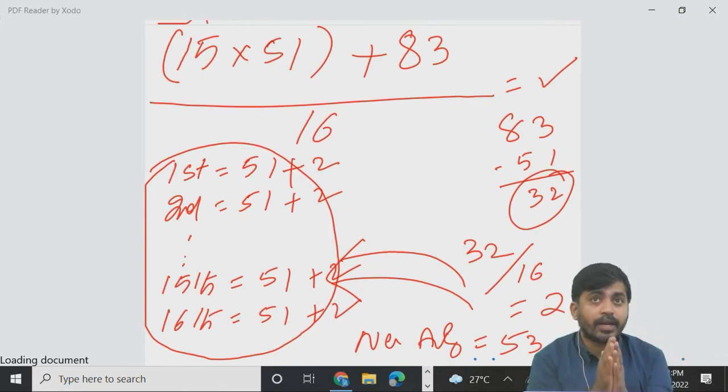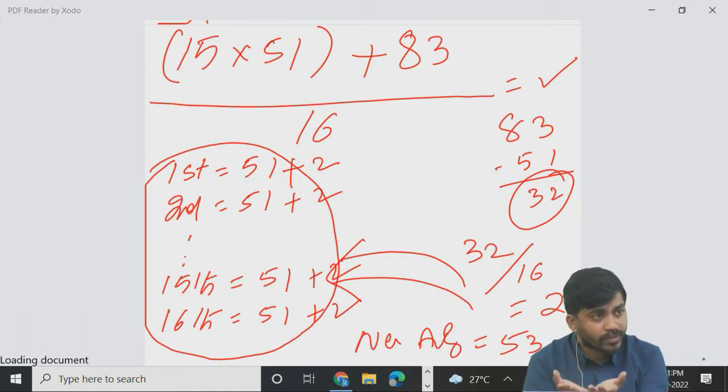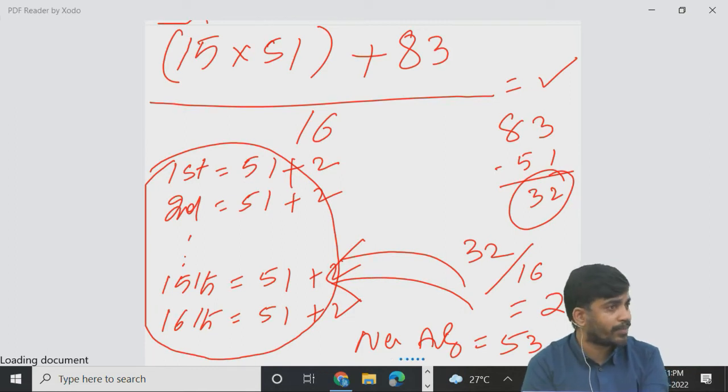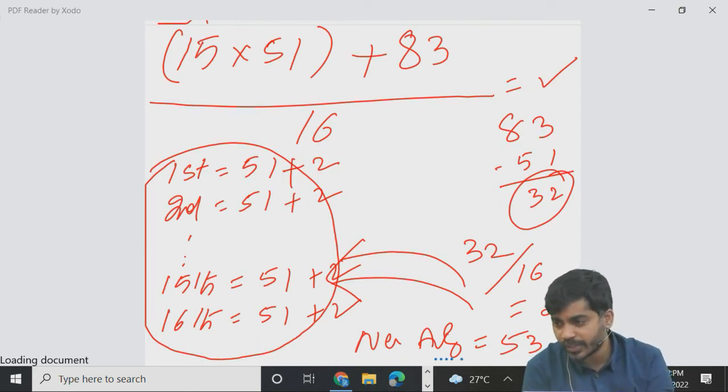83 is there, the actual mean is 51, the difference is 32. So extra 32 is added. 32 should be divided equally for all the matches. 32 divided by 16, the increment is 2. That's all. Very good. 53 is the right answer.